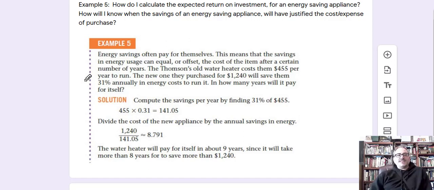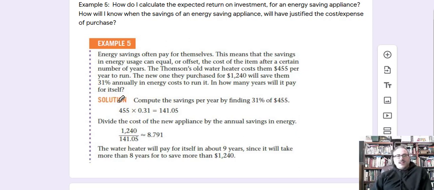This means that the savings in energy usage can equal or offset the cost of the item after a certain number of years. The Thompsons' old water heater cost them $455 per year to run. The new one they purchased for $1,240 will save them 31% annually in energy costs to run it. In how many years will it pay for itself?